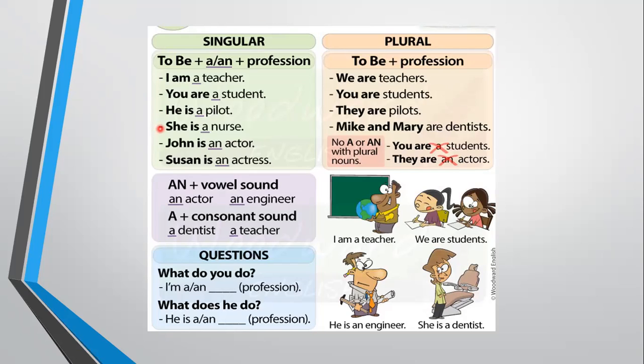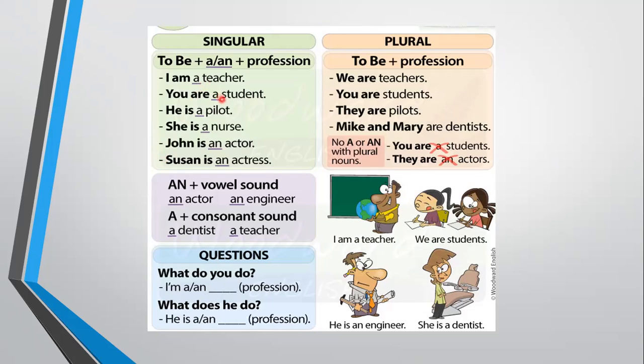Carla Maricela. Okay, Carla Maricela. She is a nurse. John is an actor. Susan is an actress. Actress. Okay, thank you.